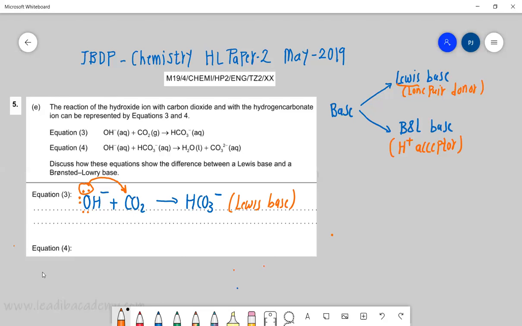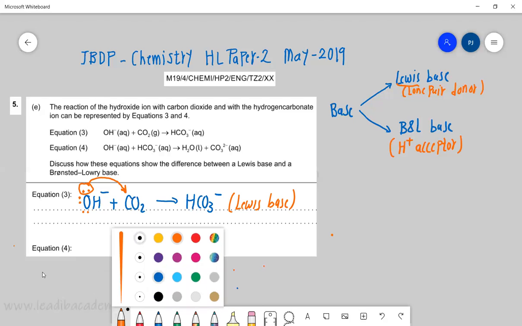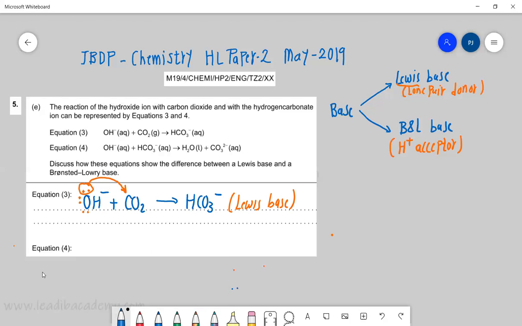Okay, extraordinarily simple. And now let's talk about the second reaction: OH minus plus HCO3 minus gives H2O plus CO3 2 minus. Now what is happening?